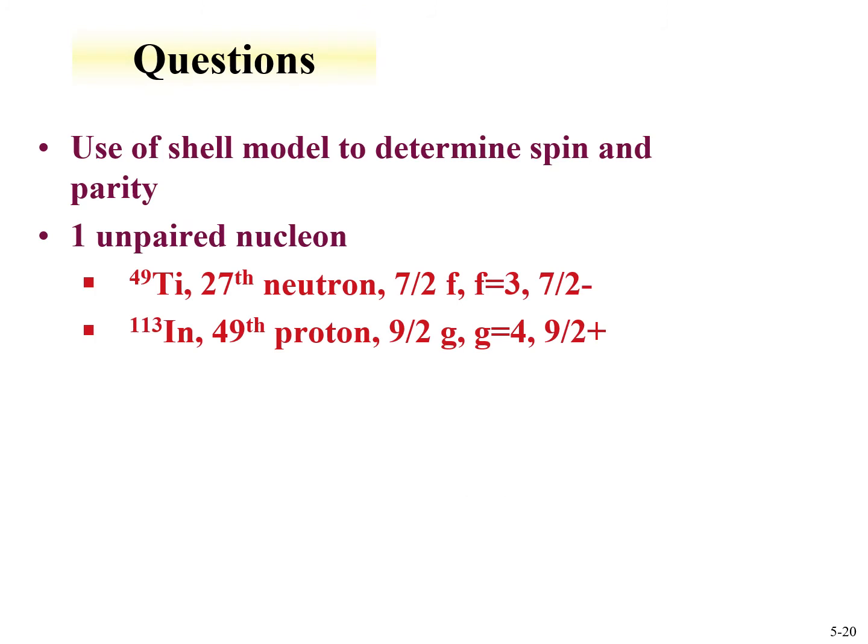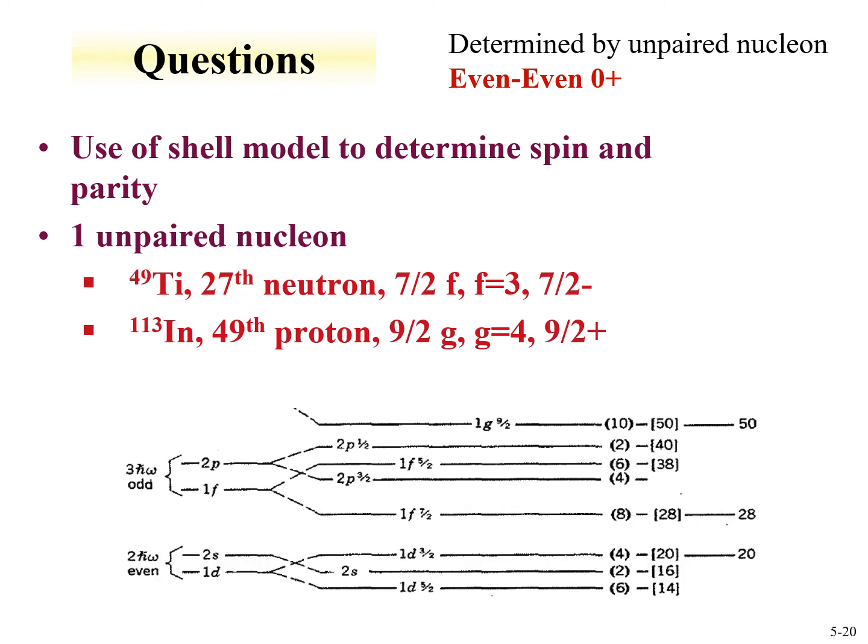Another important concept discussed in this lecture is the use of the shell model to determine spin and parity. And we discussed that the spin and parity is determined by unpaired nucleons in the nucleus. All even-even nuclei have no unpaired nucleons, an even number of protons and an even number of neutrons. All even-even nuclei have ground state spin and parity of 0 plus. If we have a nucleus with one unpaired nucleon, we can use the shell model to evaluate what should be the spin and parity.